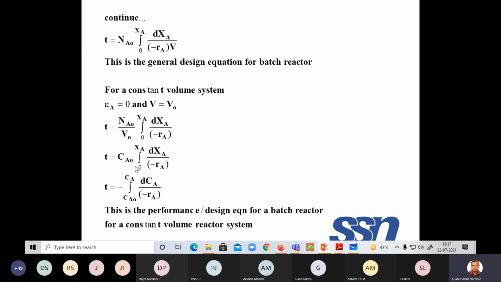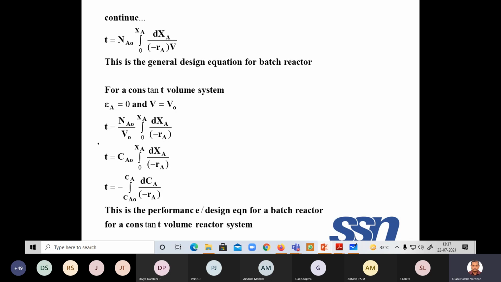That is what I am writing here. For a constant volume batch reactor, V is V naught, that is, the initial volume is equal to the final volume. Na naught by V naught or V is equal to Ca naught. T is Ca naught integral dxa by minus Ra. Either you can keep it in terms of Xa or in terms of Ca also. How we are going to get this expression, I'll show you here. I'll write here itself with your permission.